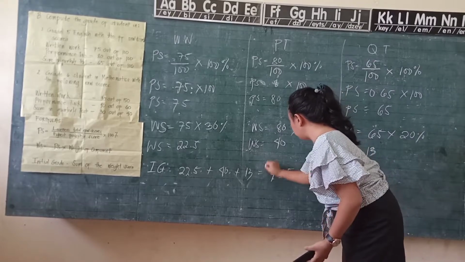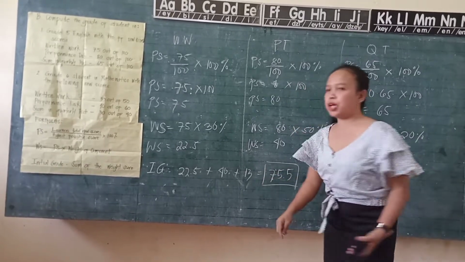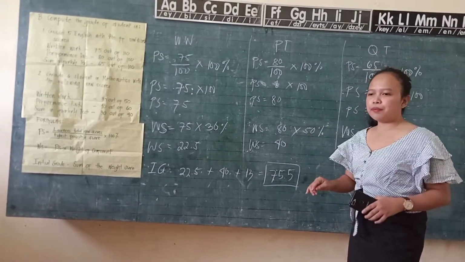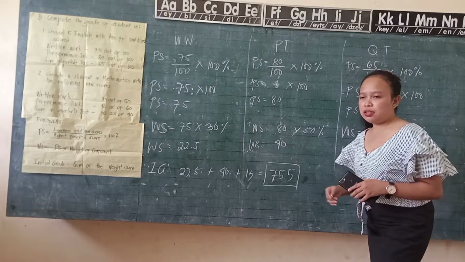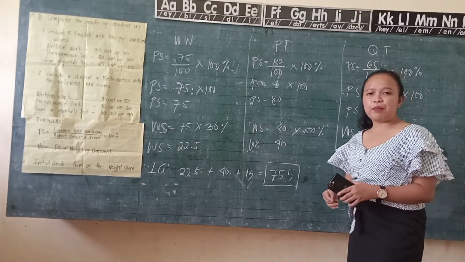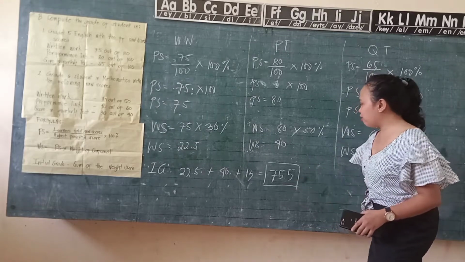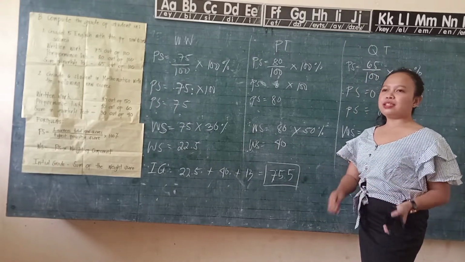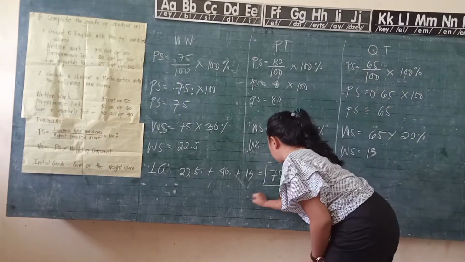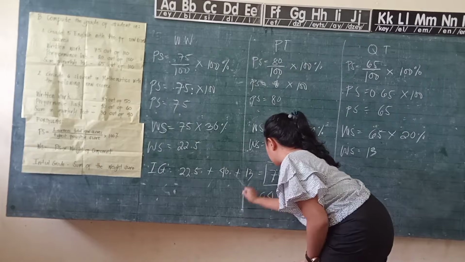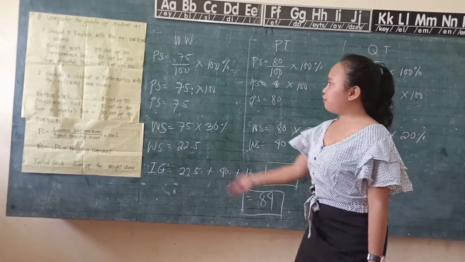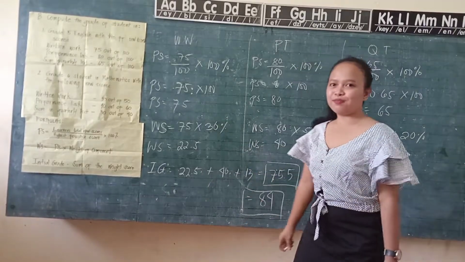75.5 is our initial grade, and we are going to find its transmuted grade in the transmutation table provided by the Department of Education. 75.5 in the transmutation table is equivalent to 84. This means that 84 is the final grade for the Grade 5 English students.